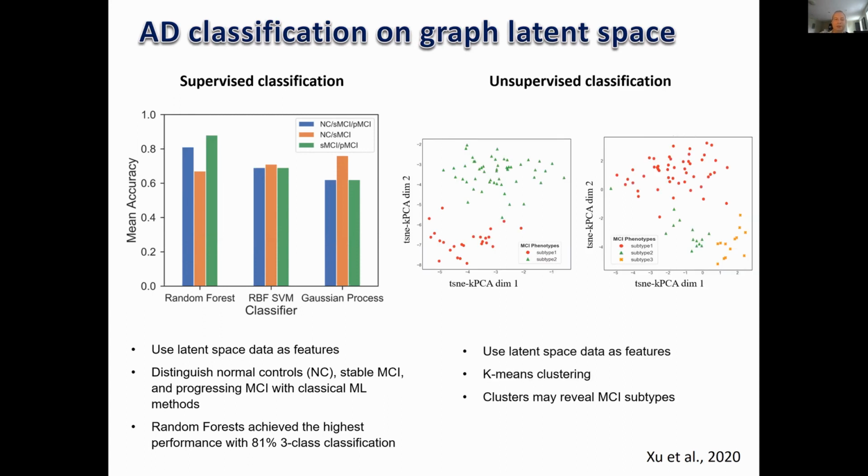And you can also use this kind of signals to do unsupervised classification, possibly leading to clustering of patients that may reveal subtypes of Alzheimer's disease and mild cognitive impairment, which could be useful clinically if indeed they are accompanied by different symptoms. So I want to stop here.